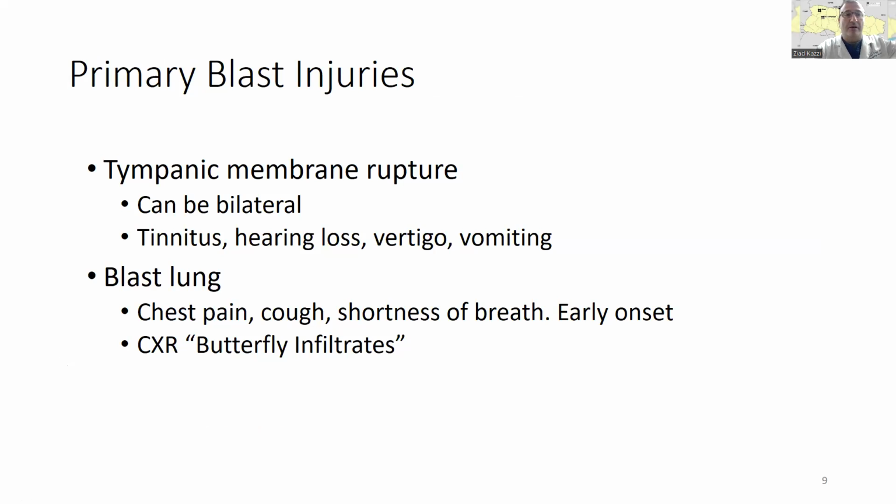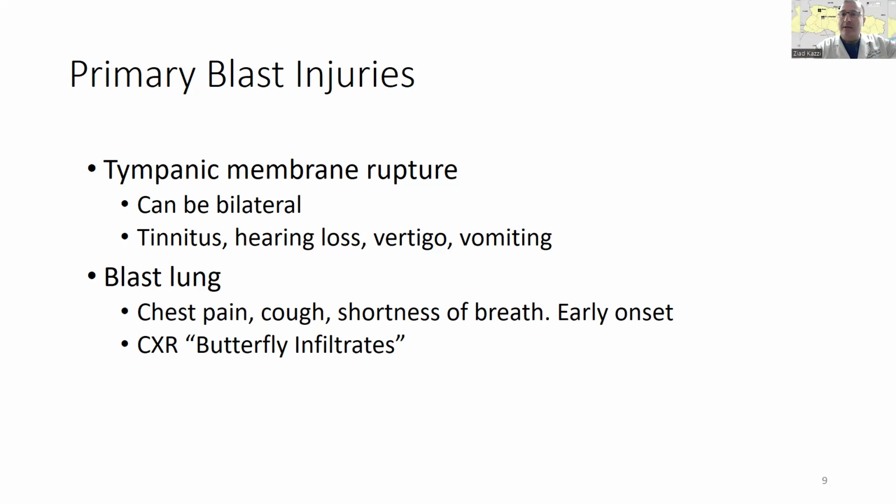The first one I'm going to talk about is the primary blast injuries, the most common of which is tympanic membrane rupture, which can often be bilateral. And again, it's from that primary blast wave going through the eardrums and rupturing them. People can present with hearing loss, ringing in their ears or tinnitus. They can even be having vertigo or dizziness and vomiting.